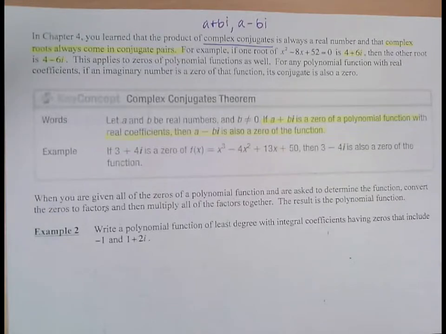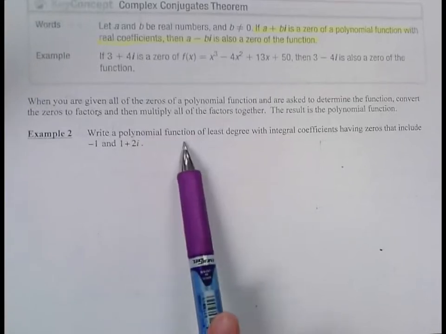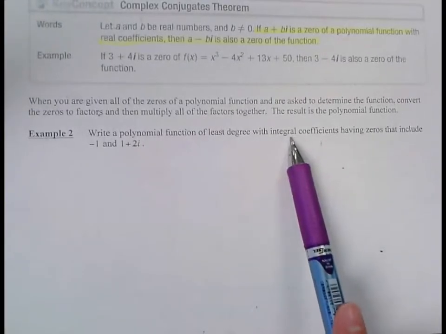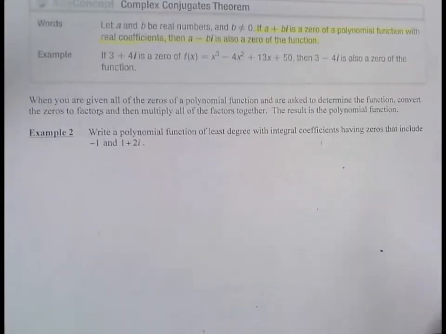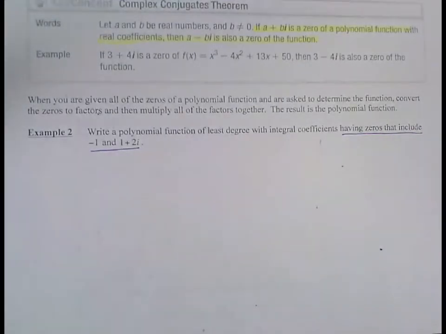Okay, so how would you use this information? Why do you need to know? If you look at example 2, this is what problems are going to say. It says, write a polynomial function of least degree with integral coefficients having zeros that include -1 and 1 plus 2i.